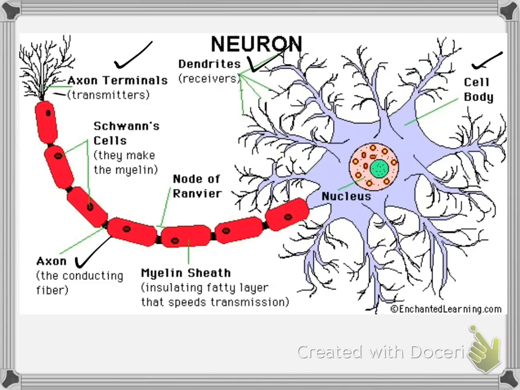All along the axon is the myelin sheath, which is a fatty layer, as it says there, that speeds transmission. We'll talk about the nodes of Ranvier and Schwann cells here in a bit.